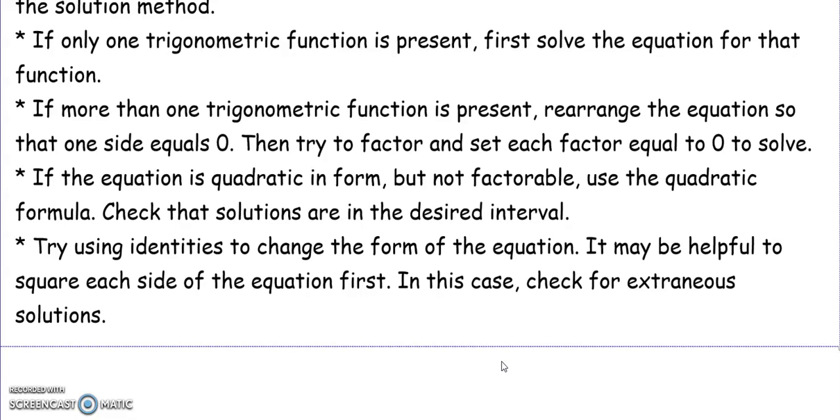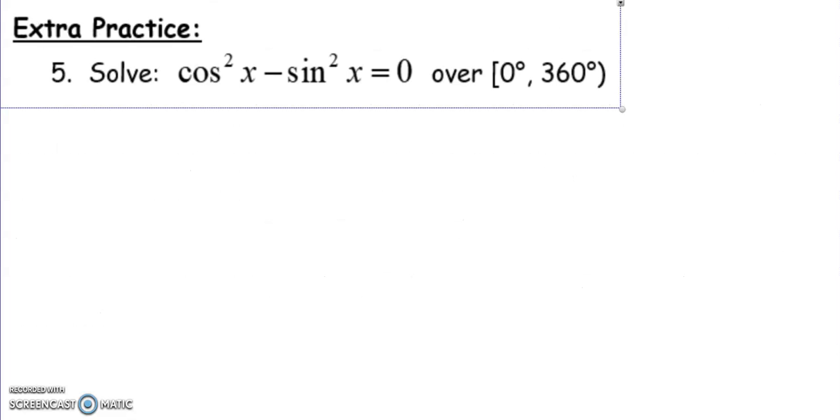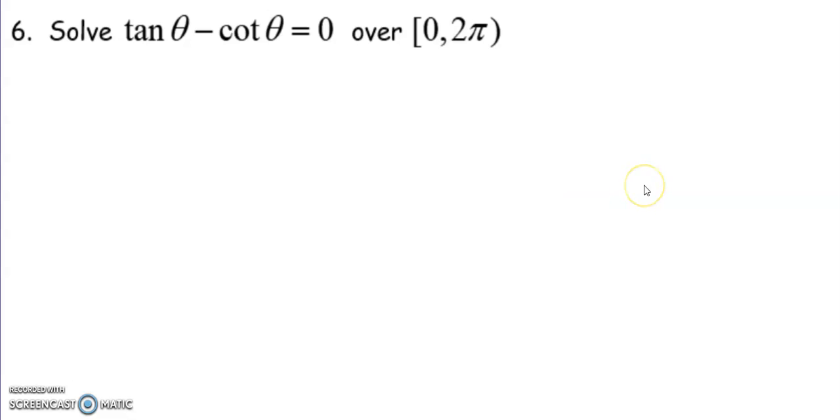All right. Oh, and try something. If at first you're struggling, don't give up. Try something new. Let's do number 5. Well, let's cover 5 together in class. And then let's do number 6.